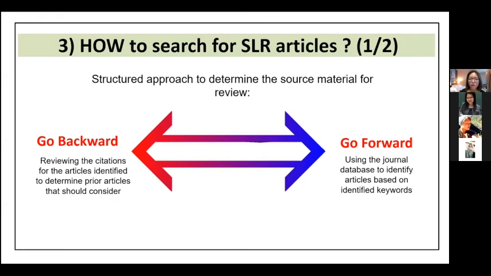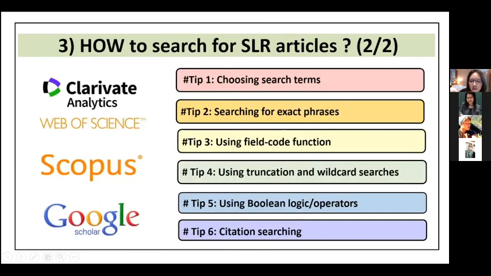The purpose of reviewing the articles based on the citation is that we want to make sure we do not miss out or overlook any important article that is relevant to our research area, our subject area, our topic. So these are the two structured approaches that we will use when we want to search for SLR papers. In the next slide, I will share some tips that you can use when you want to search for SLR articles.